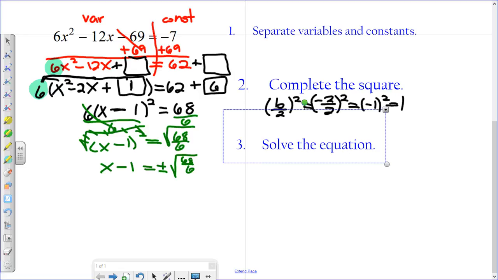Now, last step, get rid of the negative 1. The way you get rid of the negative 1 is plus 1. What you did to one side, you do to the other. Now, these will cancel. And you're going to have x is equal to, can I combine these two? In order to combine them, they need to have the same radical. This has a radical, but this doesn't have a radical. So I cannot combine them. So the answer is plus or minus square root of 68 divided by 6 plus 1. And that is my answer.